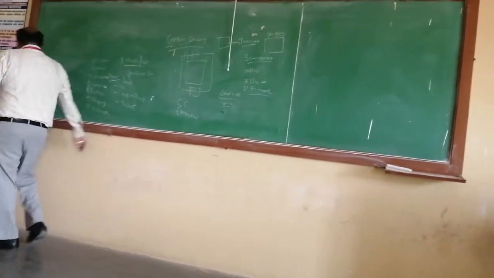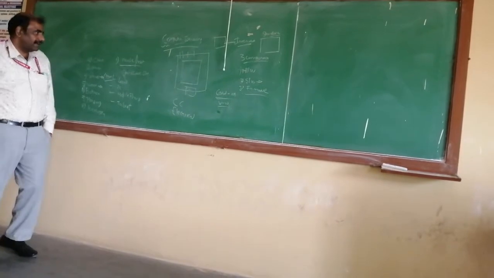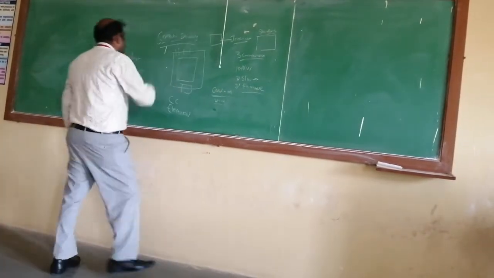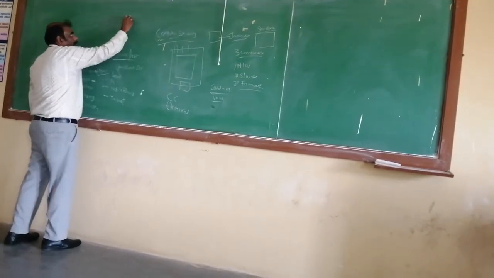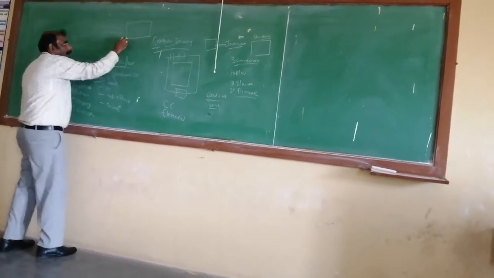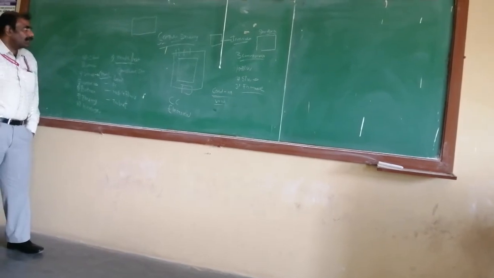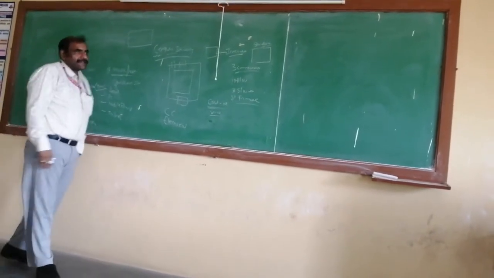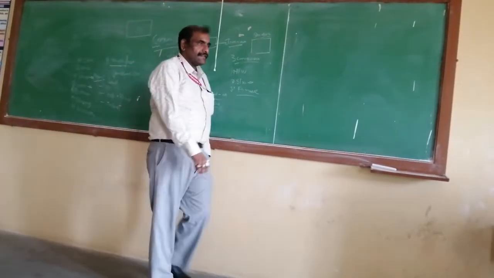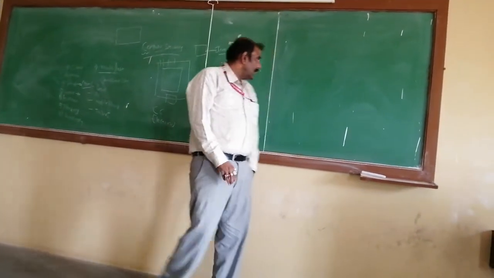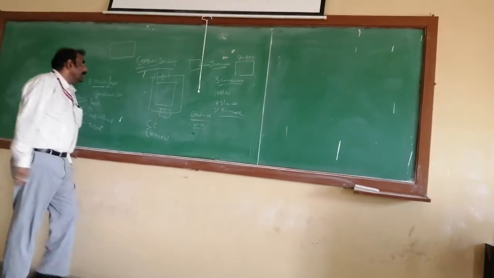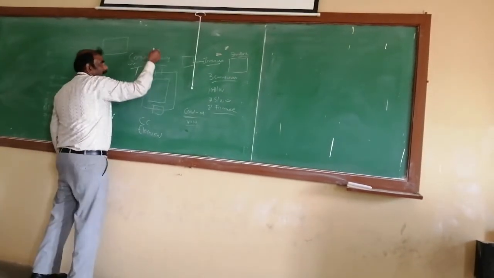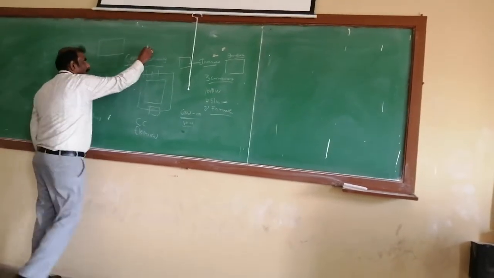Then next is phishing. Phishing is unauthorized access of information. This unauthorized access of information is called phishing. The best example is so many banking websites. Let me give a simple example.